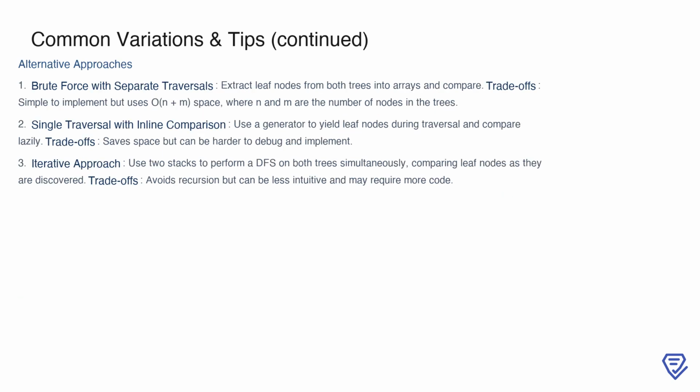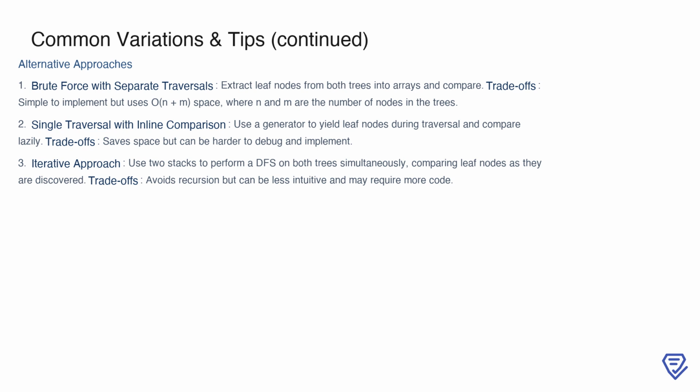Let's explore some alternative approaches to solving this problem. A straightforward method is the brute force approach, where you perform separate traversals for both trees, extract their leaf nodes into arrays, and then compare the arrays. While this method is simple to implement, it requires n plus m space, where n and m represent the number of nodes in the respective trees. A more space-efficient option is to use a single traversal with inline comparison. By leveraging a generator to yield leaf nodes during traversal, you can compare the nodes lazily, avoiding the need to store the entire sequences in memory. However, this approach can be harder to debug and implement.